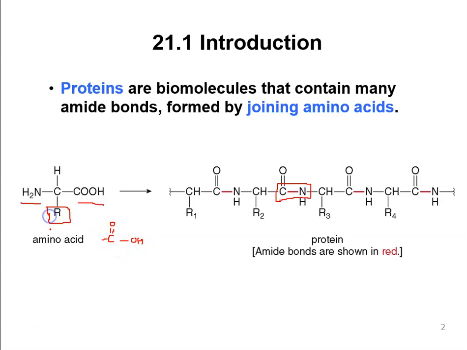Now, there are 20 different amino acids that every living organism uses on the planet. A few of them our bodies synthesize, other ones we have to get from our diet. Those are called the essential amino acids, which we will talk a little bit about. But pretty much there are 20 different R groups on the amino acids.